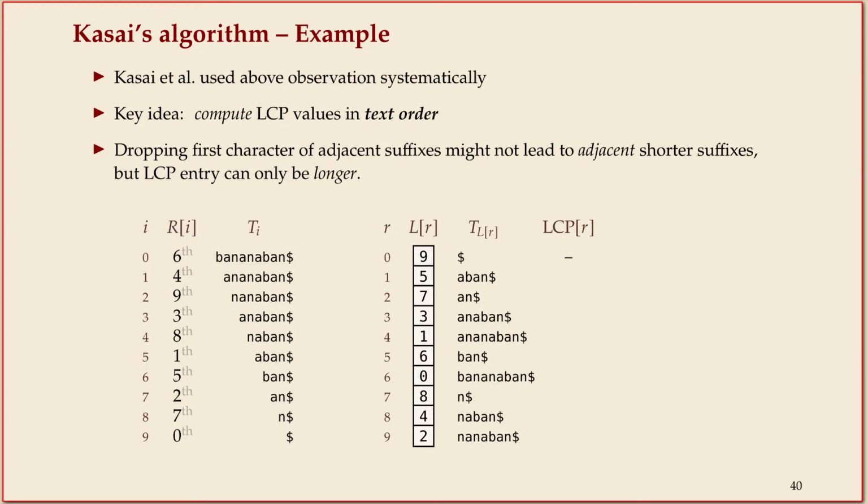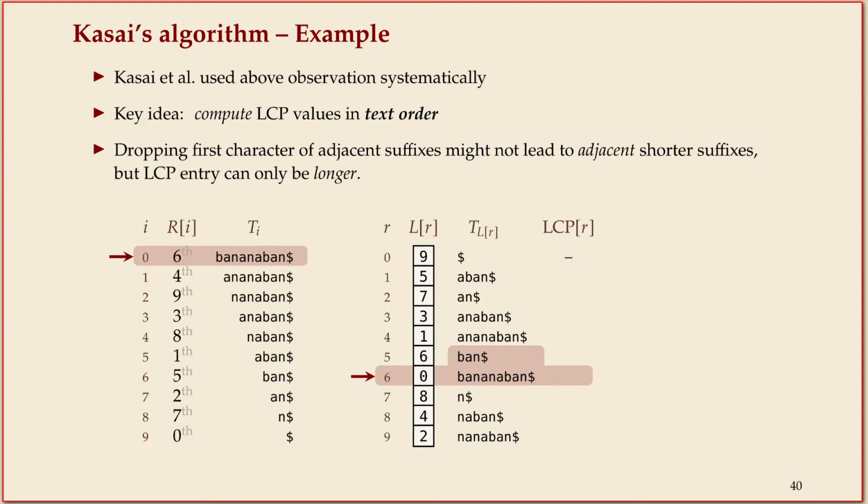And that's what Kasai et al.'s algorithm does. The trick is to compute the LCP entries, the values in the LCP array, in a smart order. And it turns out the smart order is not going from beginning to the end of the LCP array, but to process the suffixes in the order of their length. So let me illustrate how this works on an example, and then we'll see the full code afterwards. So we start with the longest possible suffix, the entire text.